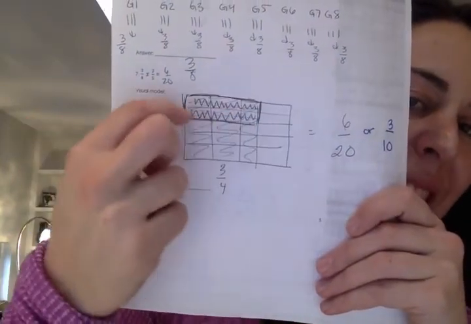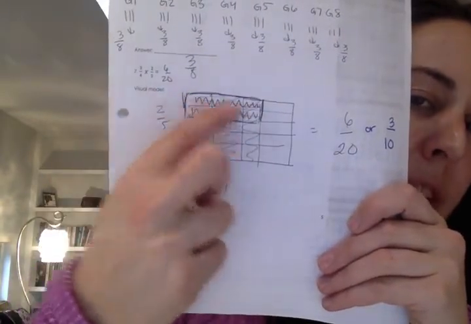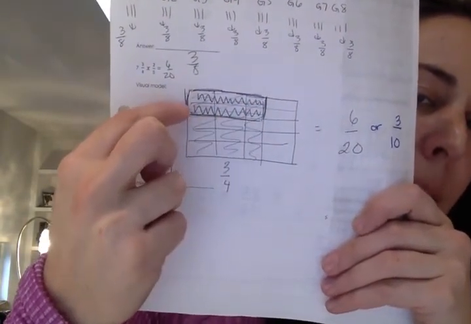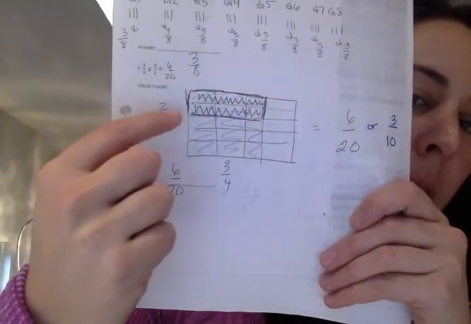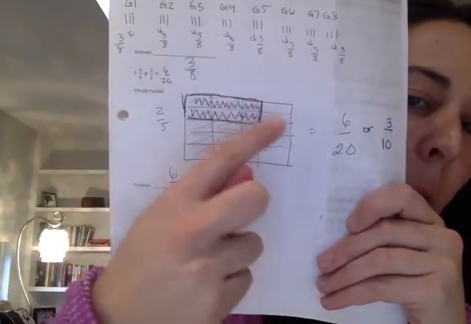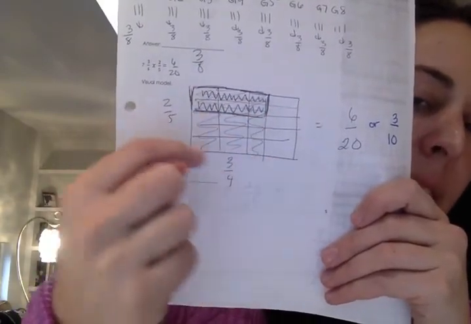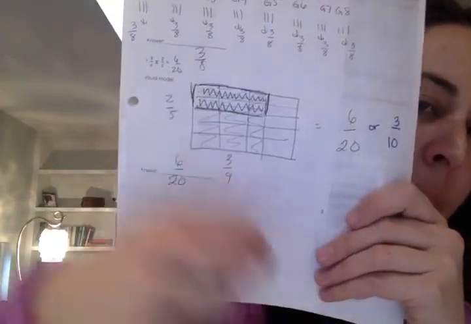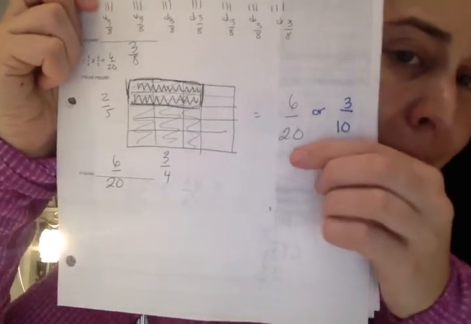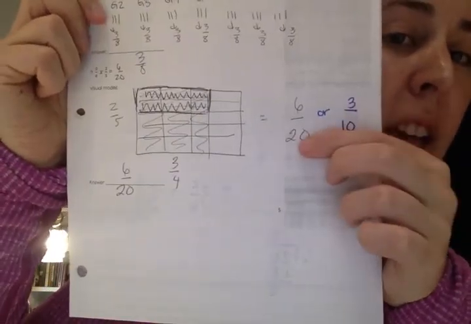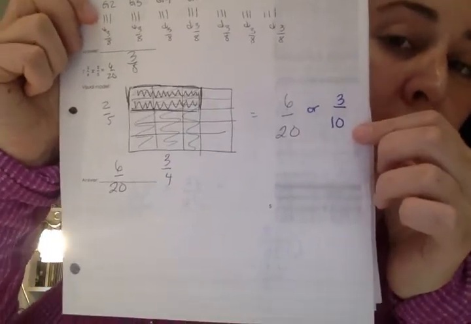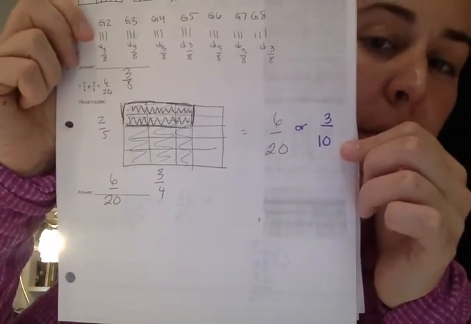The double shaded section, I put a big dark box around it. That's going to be my numerator. I have 6 pieces in my double shaded section. And then the number of pieces in the whole, which is 20, becomes my denominator. I also can simplify this answer because 6 divided by 2 is 3 and 20 divided by 2 is 10. So my final answer is 3/10.